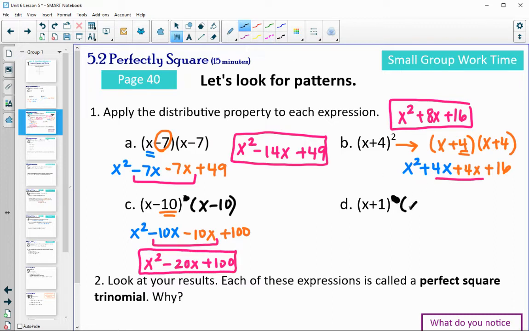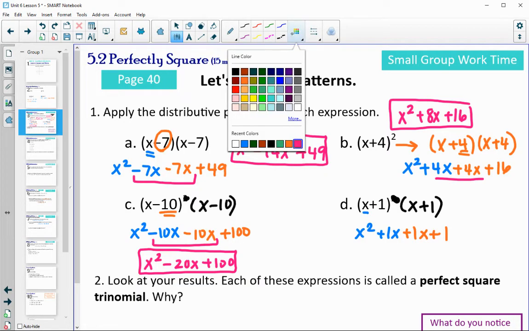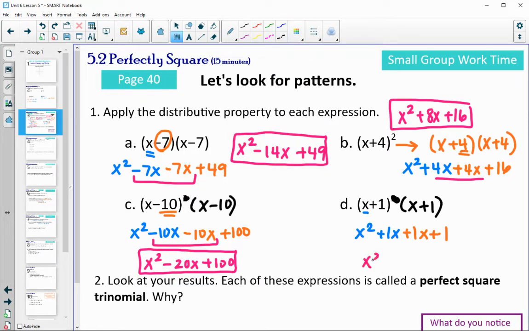X plus 1 squared is x plus 1 times x plus 1. Okay, so we're going to distribute that x in. So this first part, x times x is x squared. X times 1 is 1x. Then distribute the 1 in. 1 times x is 1x, and 1 times 1 is 1. Combine your like terms. So we get x squared, and then we have 1x plus 1x, and we get 2x, and then we have that plus 1.